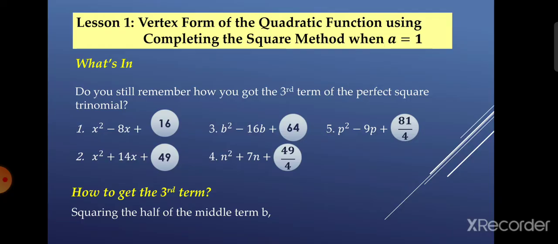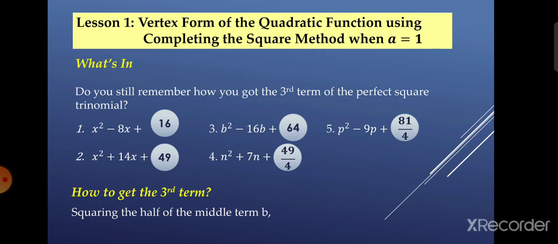So ang middle term sa number 1 kay 8. So half sa 8 is 4, or 8 divided by 2. Then square the result. So 8 divided by 2 is 4. Then 4 squared is 16. Number 2. 14 divided by 2 is 7. 7 squared or 7 times 7 is 49. Number 3. 16 divided by 2 is 8. 8 squared is 64.